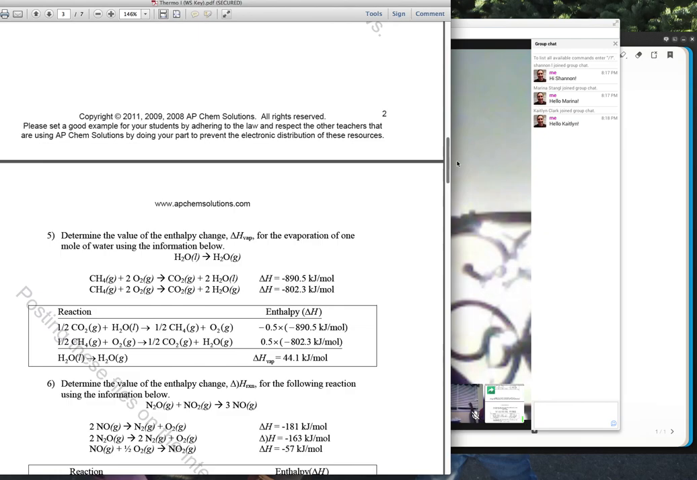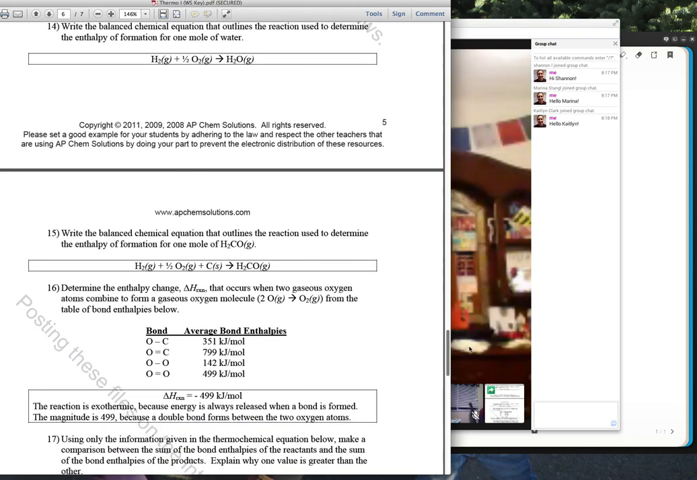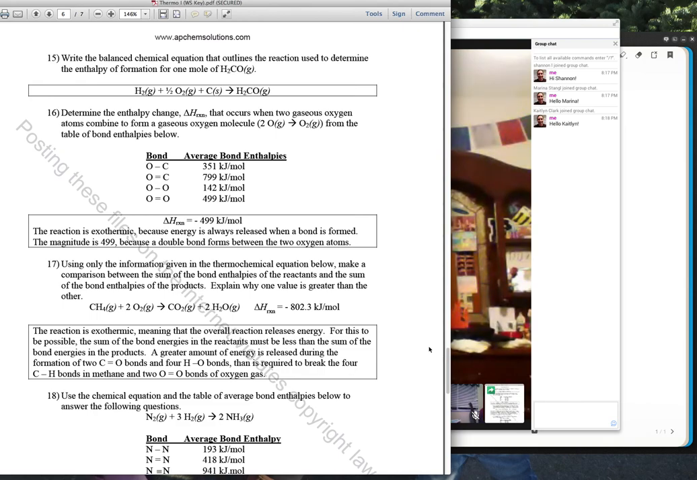Okay, the next thing on this worksheet is the bond energies, number 16. It's saying two gaseous oxygen atoms form a gaseous oxygen molecule, from the table. Interestingly, it's taking oxygen in its elemental form, so there are no bonds to be broken. That's zero. The delta H of the reaction and the delta H of formation are basically the same thing here. The O2 bond is 499, but it's bonds broken minus bonds formed, so it's a negative 499.